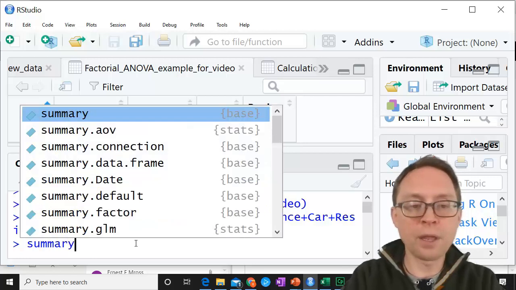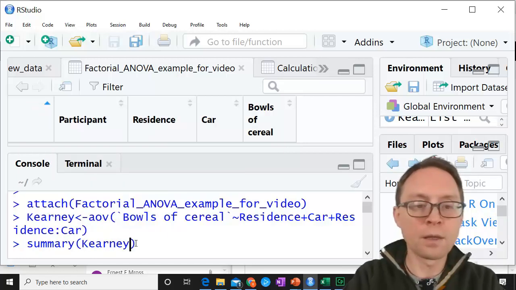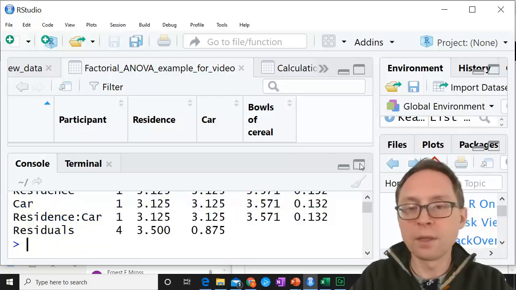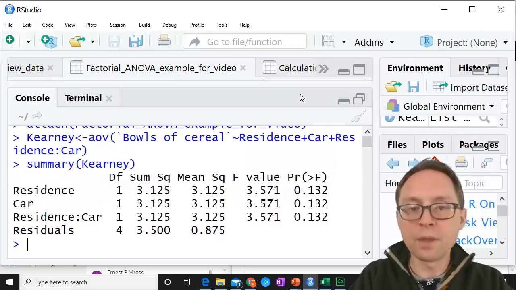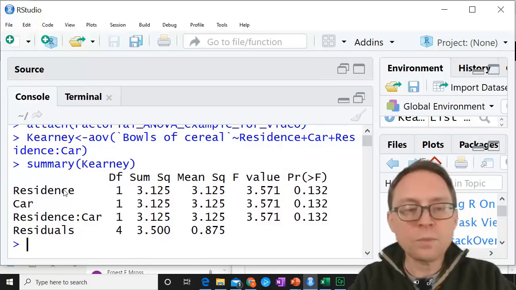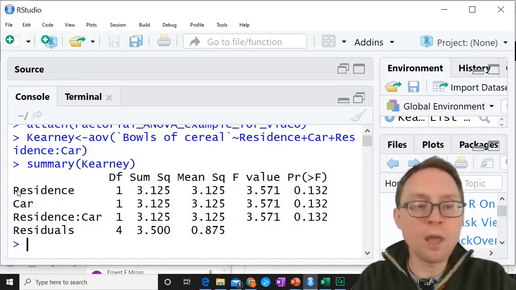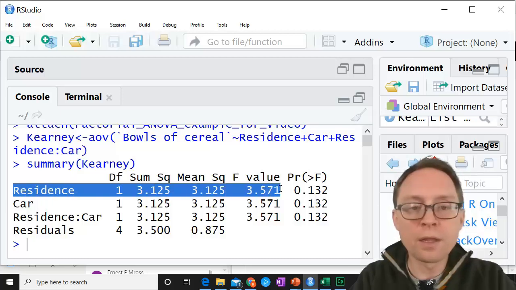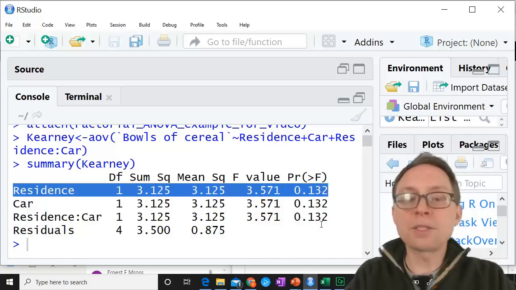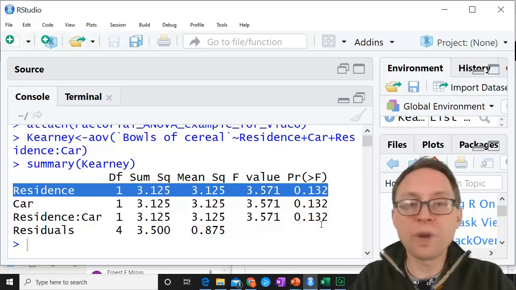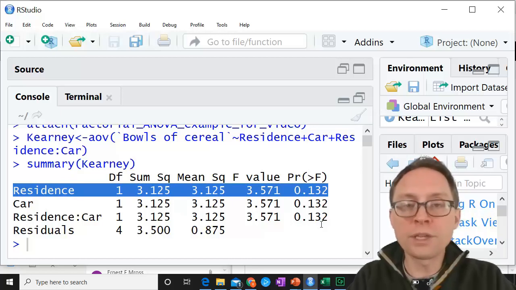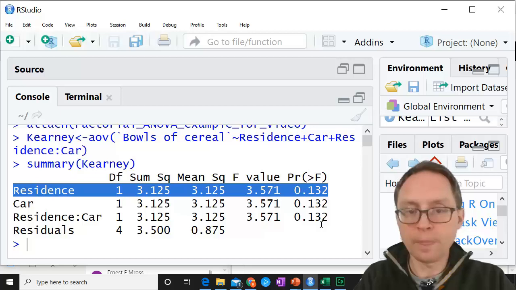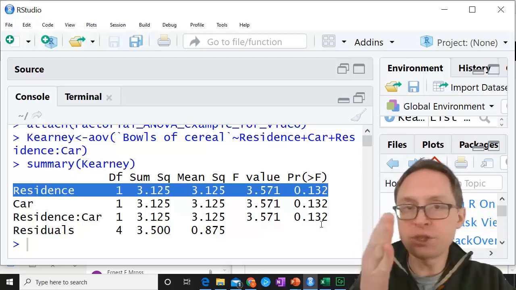So now I'm going to get the summary of Kearney. And here it is. Let's make this bigger so you can see it. What you see are three separate lines with three separate F values. For example, this line is the analysis of variance for the main effect of residence. It's saying, what is the difference between people who live on campus and people who live off campus? Is there a significant difference between those?